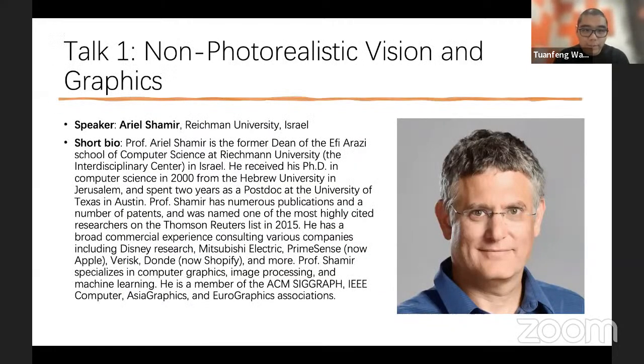Professor Ariel Shamir is the former dean of the FVRZ School of Computer Science at Richmond University in Israel. He received his PhD in computer science in 2000 from the Hebrew University in Jerusalem and spent 2 years as a postdoc at the University of Texas in Austin. Professor Shamir has numerous publications and a number of patents and was named one of the most highly cited researchers on the Thomson Reuters list in 2015.